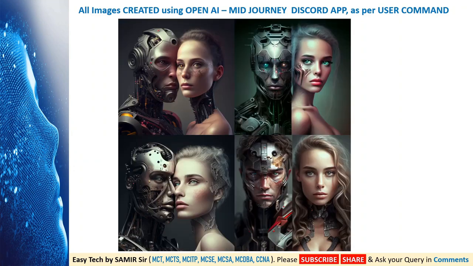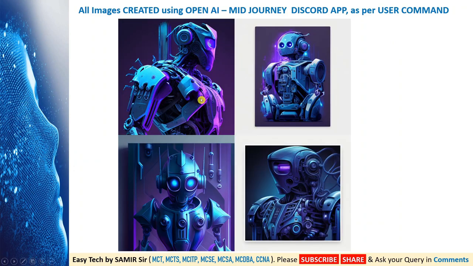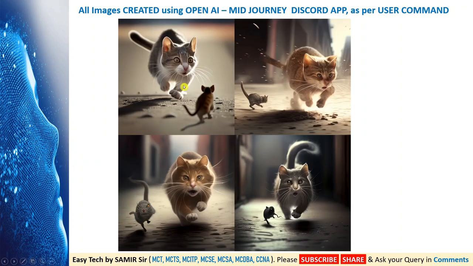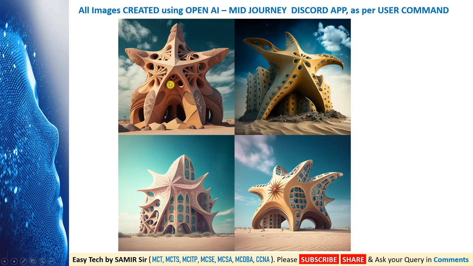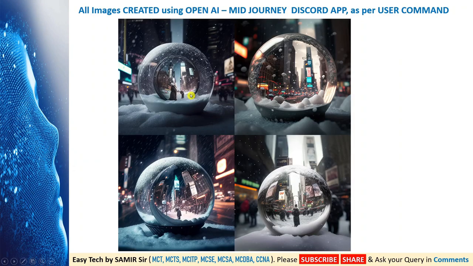All these images: a robot with the lovers, this robot with this color, cat running after mouse and mouse running after cat. You want an image like this building, a superheroine or superhero role. All these images are created using OpenAI Midjourney Discord.